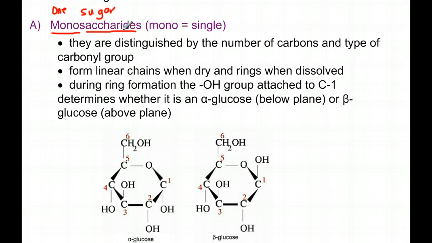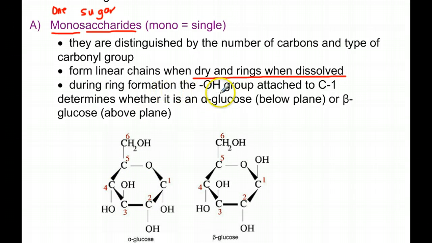So they're distinguished by the number of carbons and type of carbonyl group. They form linear chains when dry, but rings when they're dissolved. So this is important too. Linear chains means just a long line of these carbons rather than wrapped up into a ring. But when they're put in water, this is what they form.